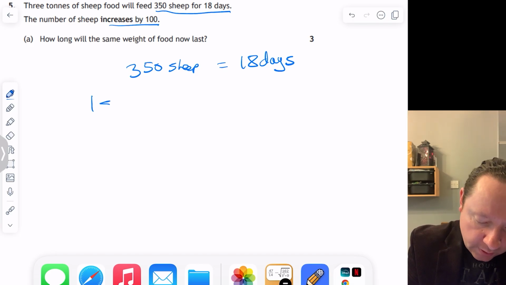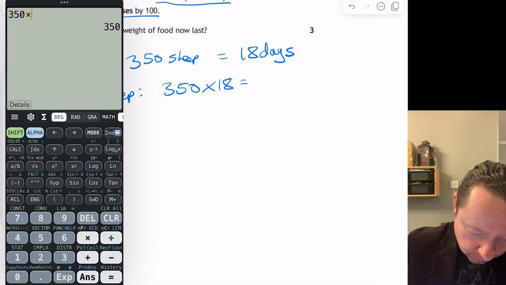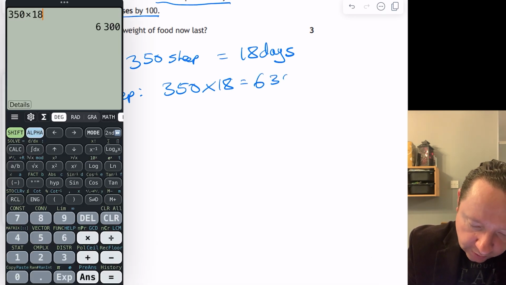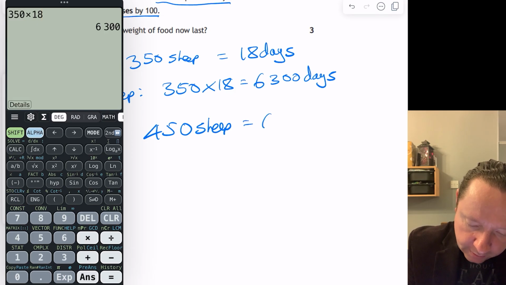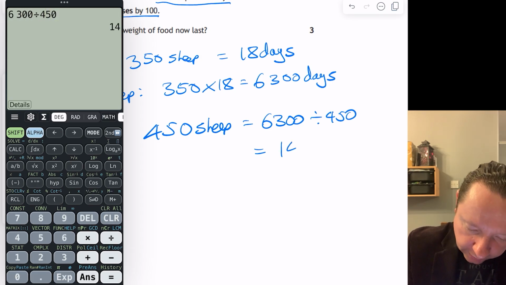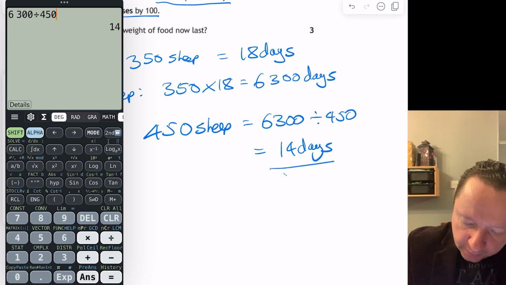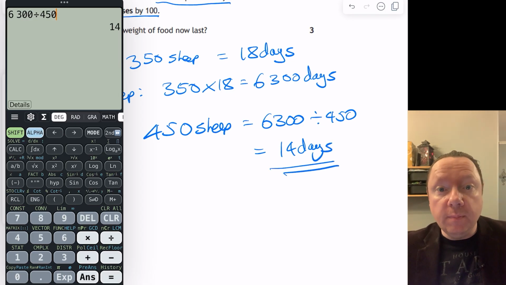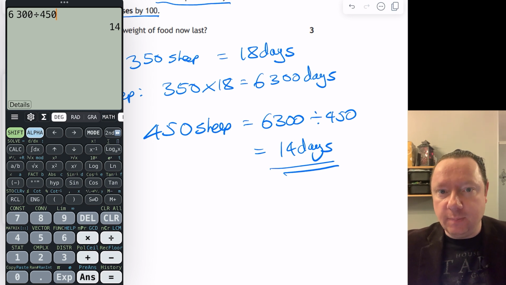So for one sheep, since this is inverse proportion, it's 350 times 18, which is 6300 days, which means for 450 sheep, I now divide by 450, 6300 divided by 450, 14 days, which makes sense. More sheep, less days. So if you get an answer like more sheep and it lasts more days, that doesn't make sense. That means the sheep are eating less.